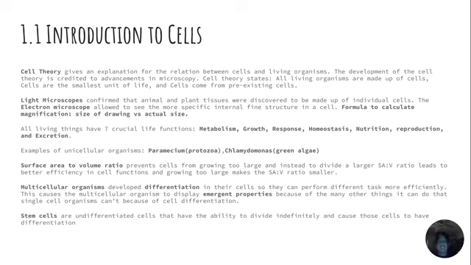All living things have 7 crucial life functions: metabolism, growth, response, homeostasis, nutrition, reproduction, and excretion. Without all these 7 things, a thing cannot be considered alive. An example of this is a virus. Examples of unicellular organisms are the Paramecium, which is a unicellular protozoan, and the Chlamydomonas, which is a unicellular green algae.